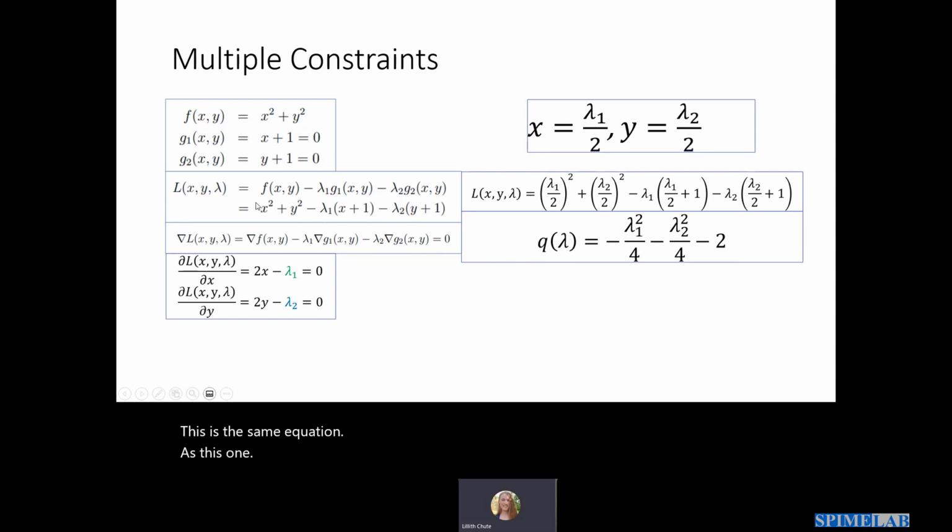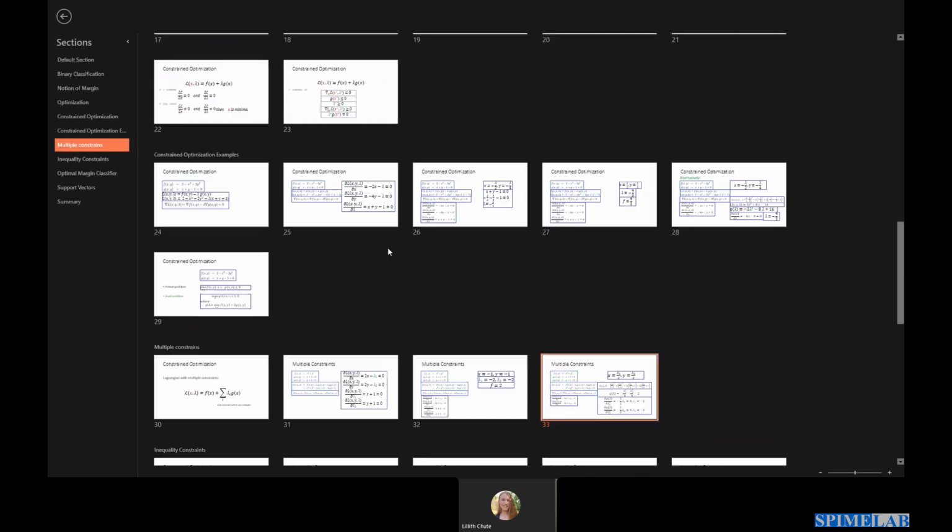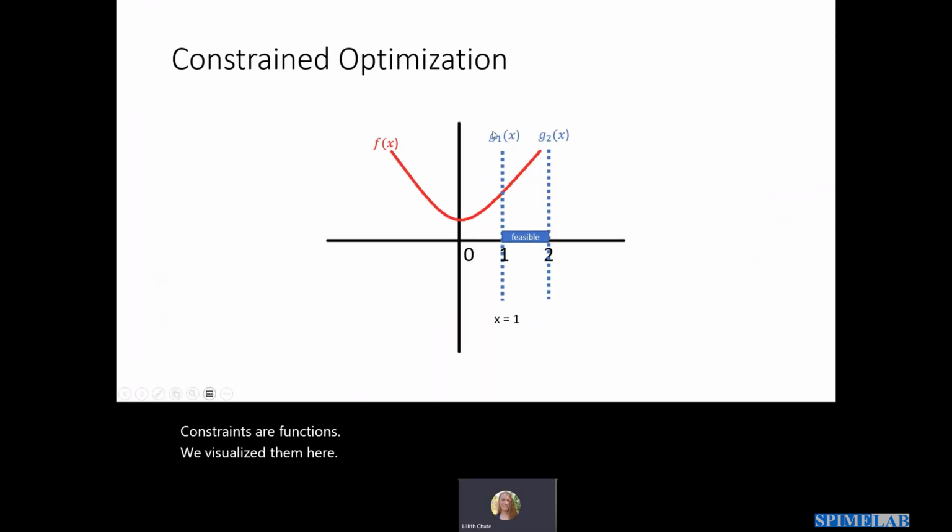Right. My question though is, let me see if I can rephrase it. Are the constraints implicit in solving of these equations? Explicit. Constraints are provided. Constraints are functions. We visualized them here like this. So function 1, function 2, they are provided, not implicit.